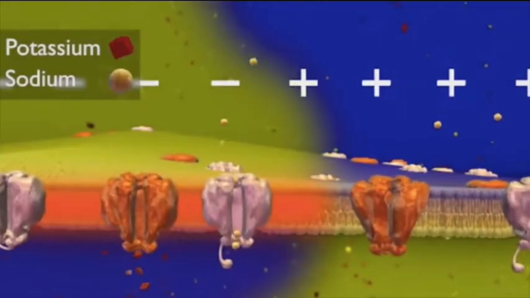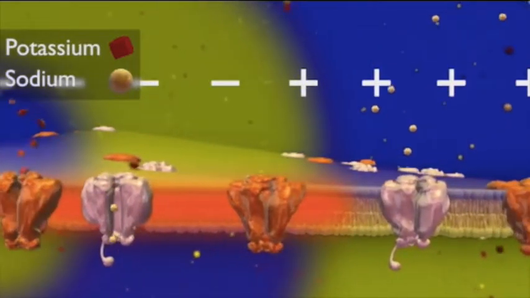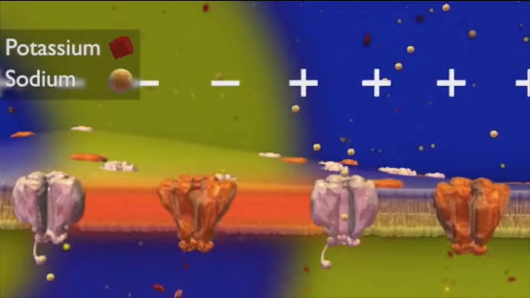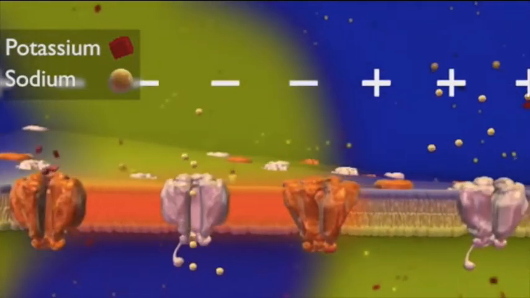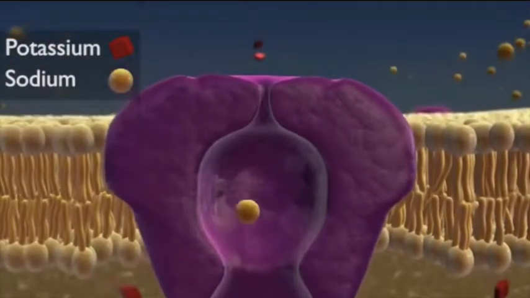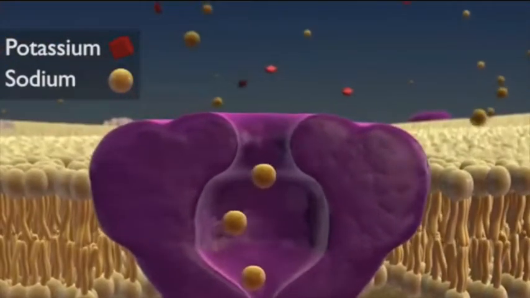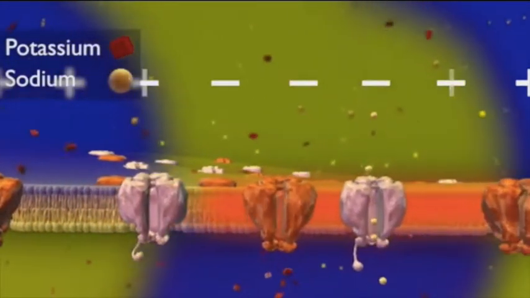As the influx of sodium decreases, potassium is still leaving, resulting in a temporary hyperpolarization of the cell membrane potential. When the potassium channels close, the sodium-potassium pump begins exchanging potassium and sodium again, and the baseline potassium level is once again restored on both sides of the membrane.